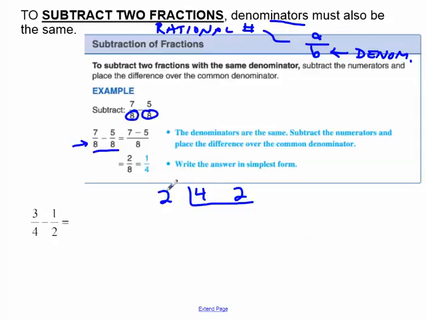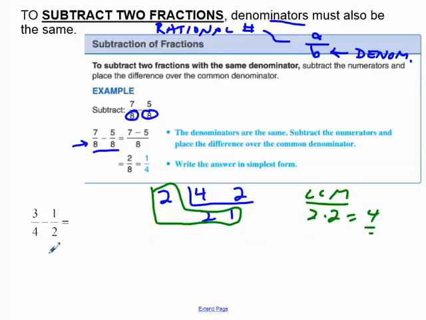First, 4 and 2 are both divisible by 2. 4 divided by 2 is 2. 2 divided by 2 is 1. And 2 and 1 don't share a common factor, so our lowest common multiple is 2 times 2 equals 4. So now we're going to convert each fraction to fourths.